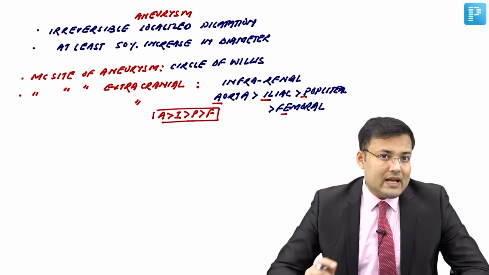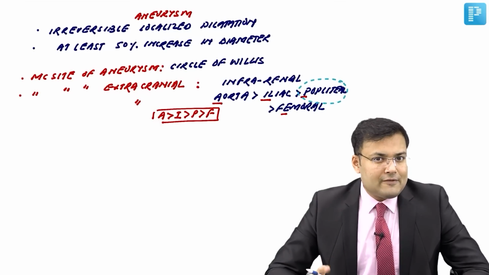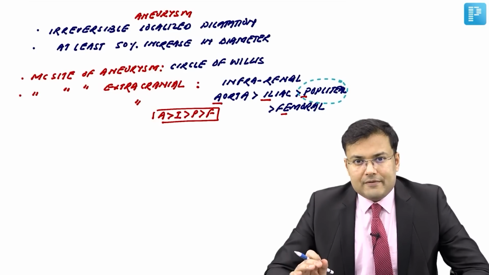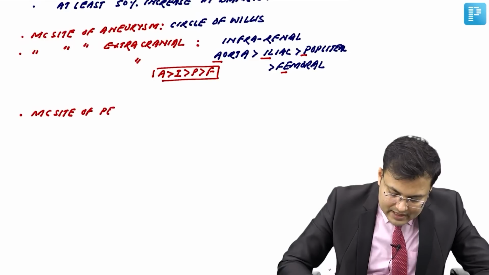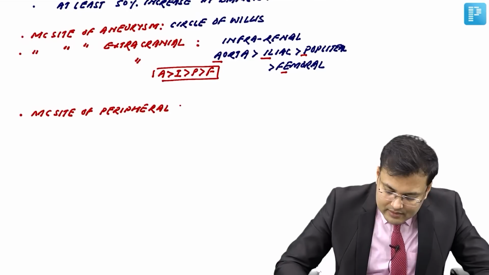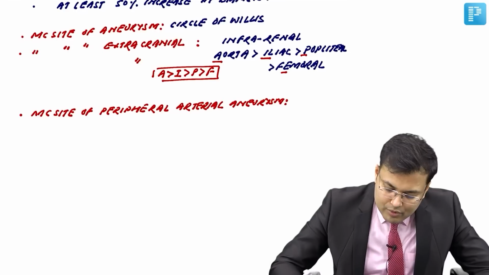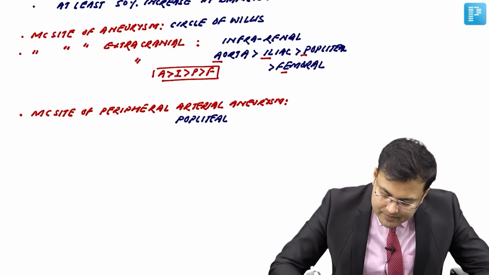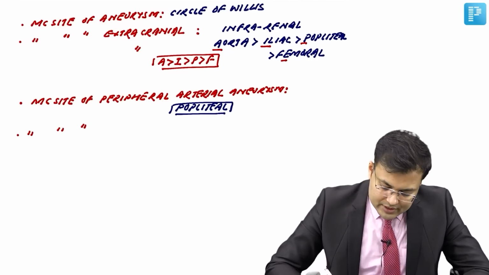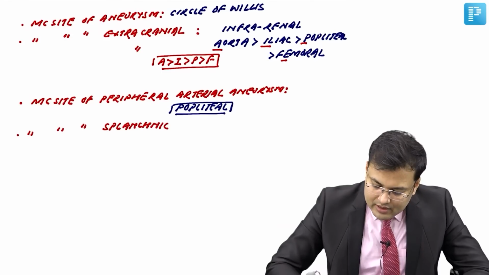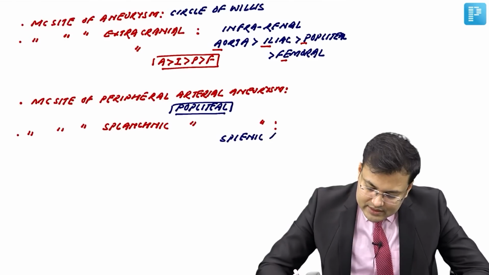In this statement, there is another question which is hidden, and this was asked many times in NEET PG. Can you see what that question is? What is the most common site of peripheral arterial aneurysm? It's the popliteal artery. Now another question, what is the most common site of splanchnic arterial aneurysm? It's the splenic artery.